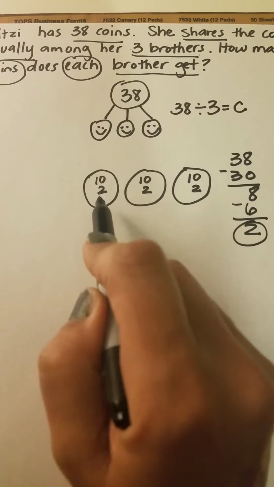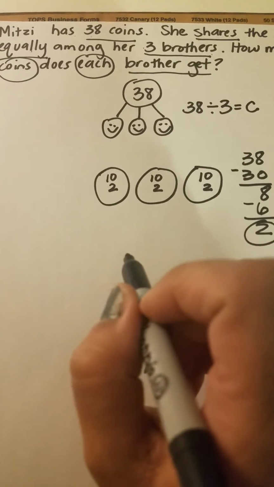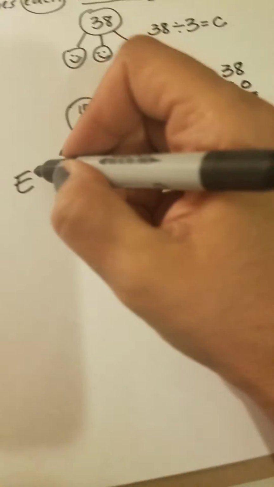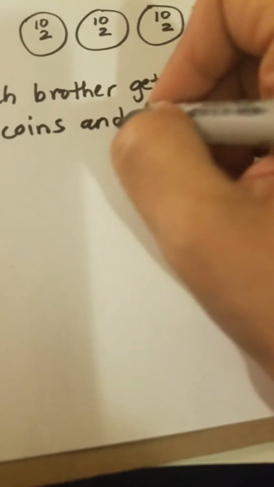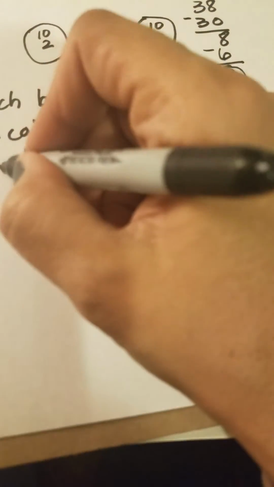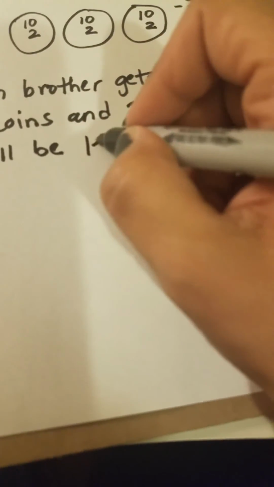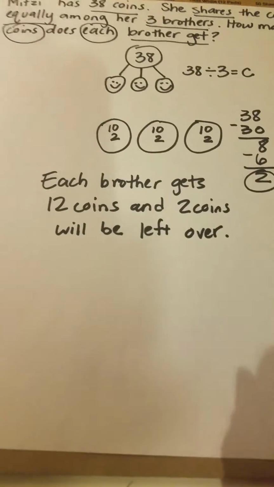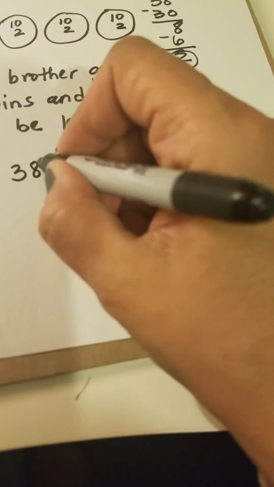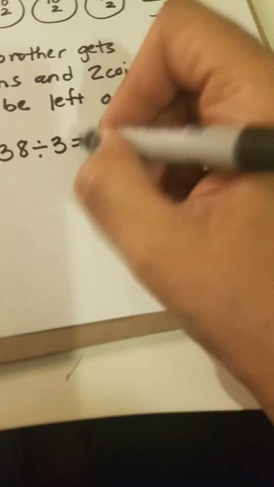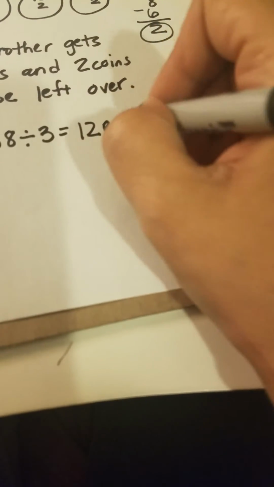Here's one brother. He gets 12 coins because I know 10 and 2 make 12. So each brother, I can also put this in a complete sentence, gets 12 coins, and 2 coins will be left over. And that would be a complete way to write your answer. If you write your answer in a number sentence or equation, your answer would be 12, remainder 2.